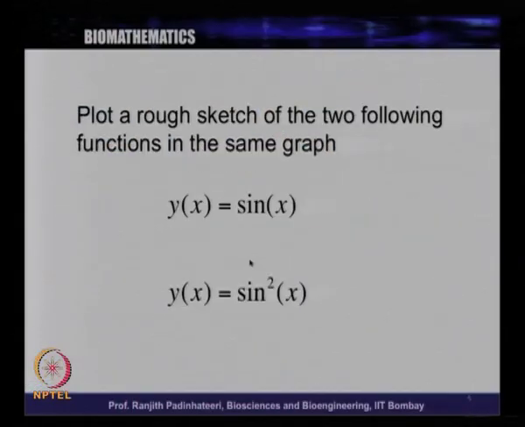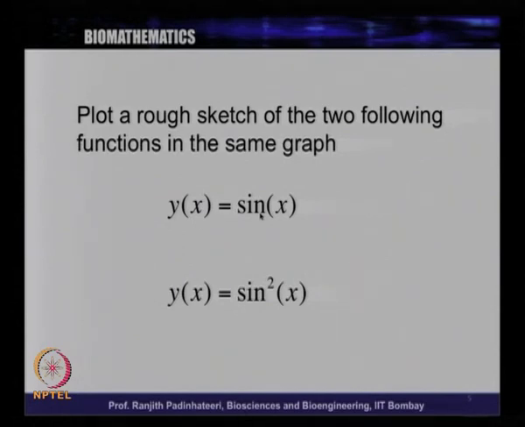So let us look at the next question in the tutorial, which is: plot a rough sketch of the following two functions in the same graph. y is equal to sin x and y is equal to sin square x. Both of them we should plot in the same graph.